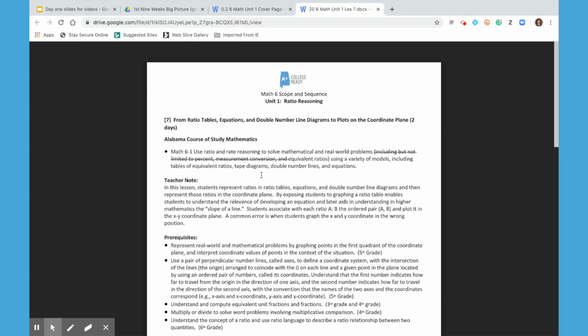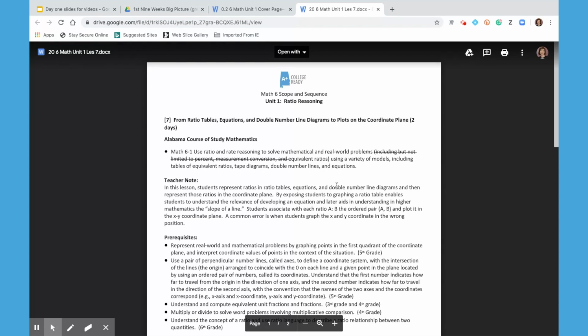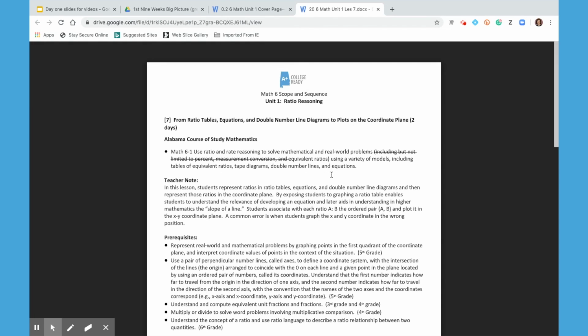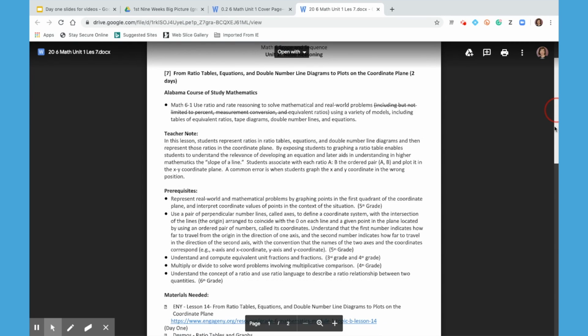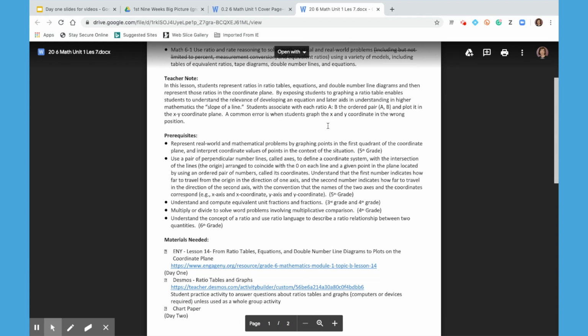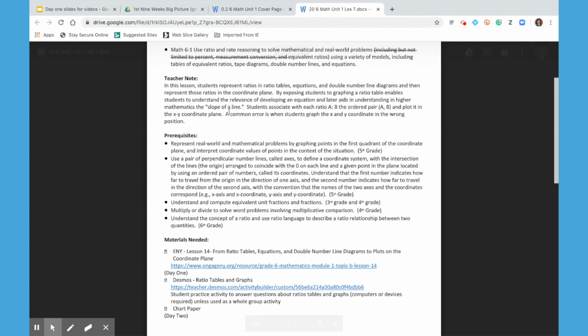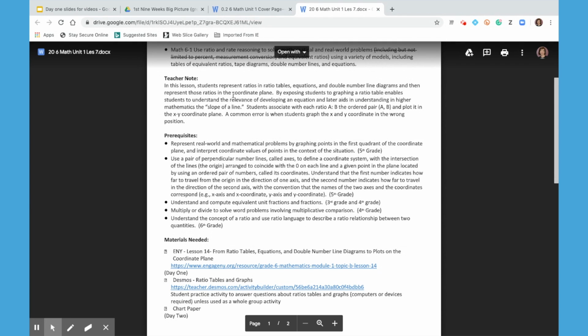It's going to accomplish all of this as far as equivalent ratios, tape diagrams, double number lines, and equations. This lesson will be very important for Day 1 for you to really spend some time on the equations and how equations relate to those tables, and they'll have multiple opportunities to practice that and understand. At times the teacher note talks about common errors, and it talks about things that maybe you need to know for later on in math and higher concepts.